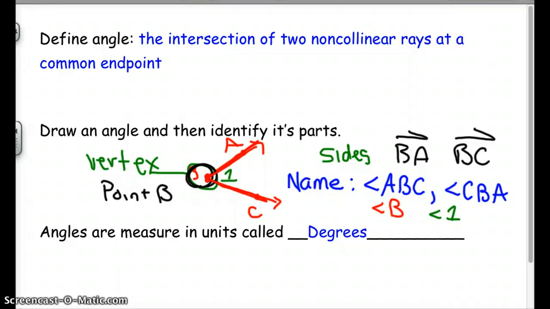Over here on the side, when I add another ray in there, now I cannot call that angle B because I have a number of different angles here. I have the angle up here, I have the angle down here, and then I have the entire angle. So only when you have one angle can you name it by the vertex. And then when you're measuring angles, you're measuring them in degrees.